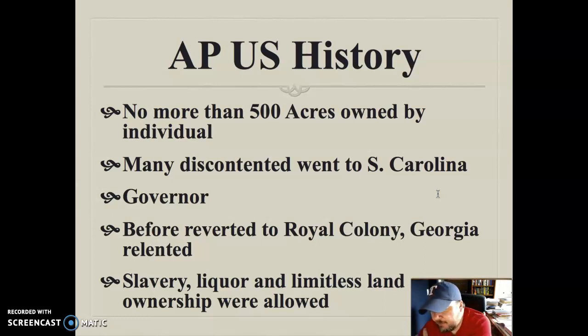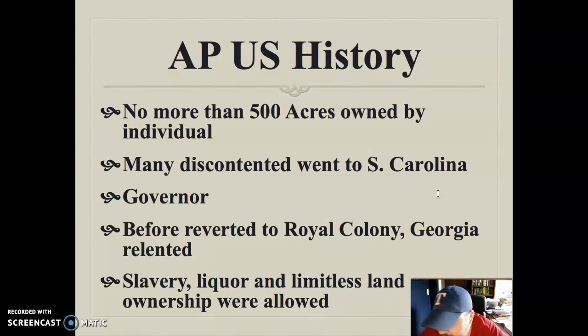Now, before the charter converted back to a royal colony, remember, we said Oglethorpe had 21 years. Him and his friends had 21 years as the sole proprietor. Now, after that, it would go to a royal colony and it would be set up. So right before it did that, Oglethorpe and the rest relented, and they did allow hard liquor. They did allow slavery, and they did away with the land ownership laws that were put in place, the limits that were put in place.